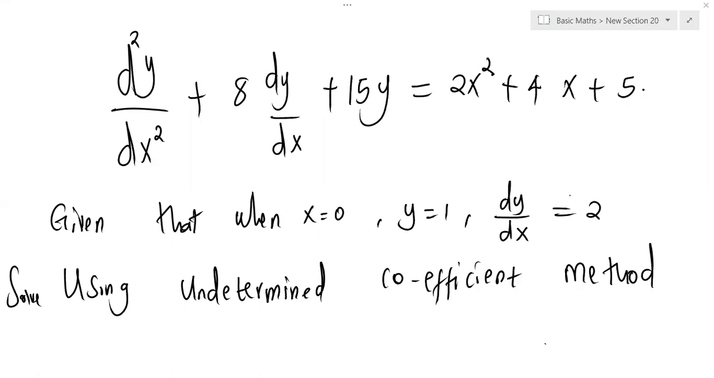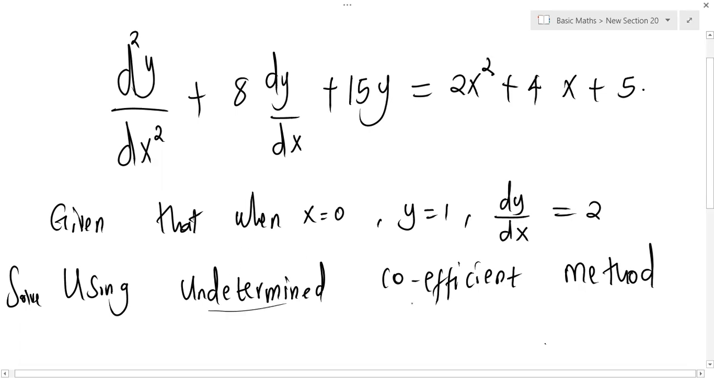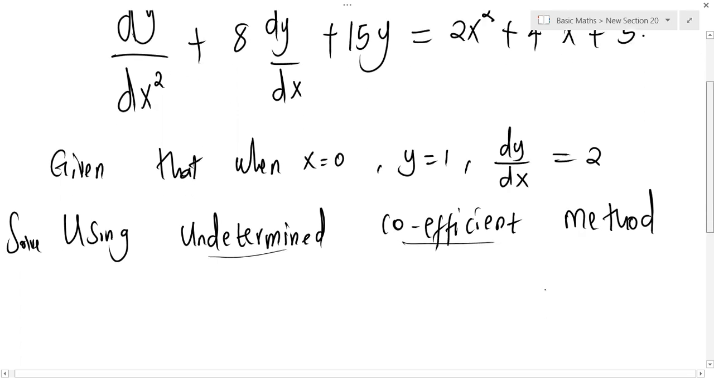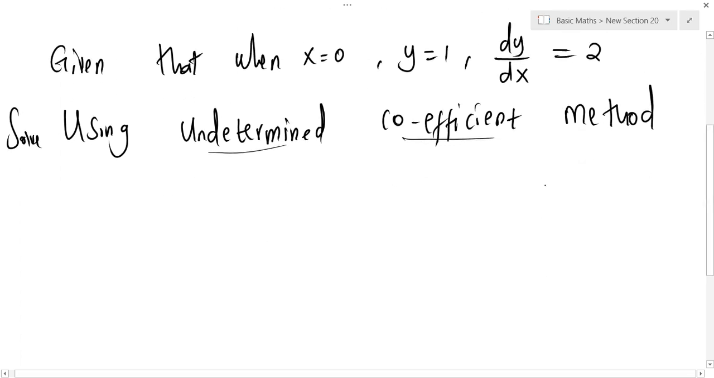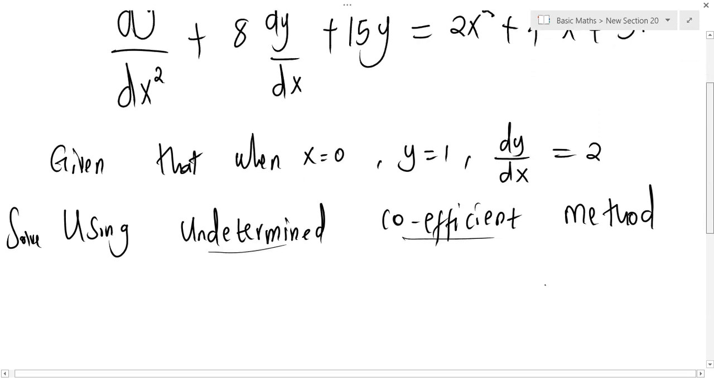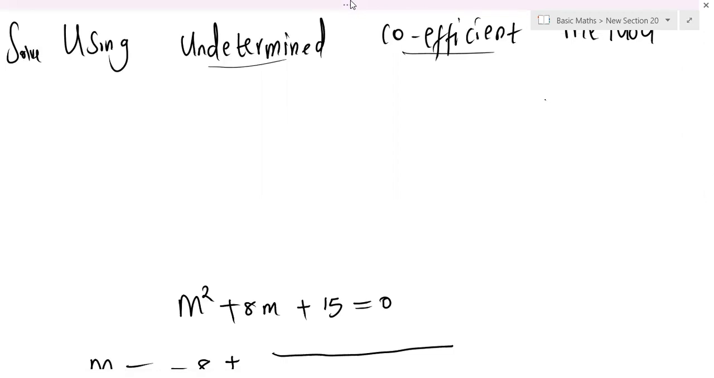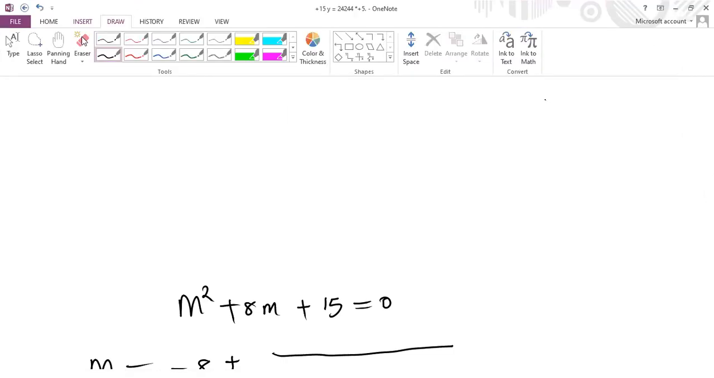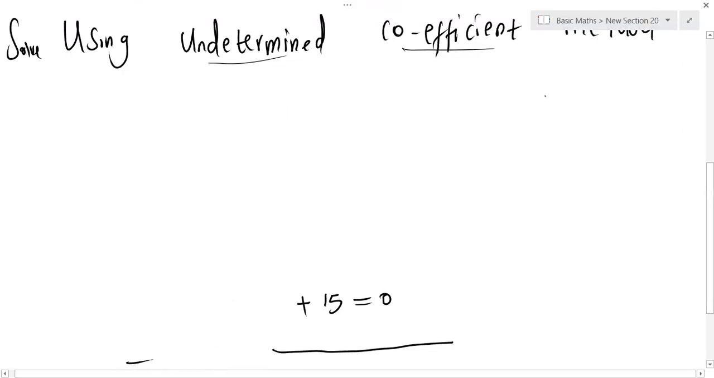Hello guys, so I'd like us to look at how to go about getting the solution of this second order differential equation given this using the undetermined coefficient method. Now, for a second order differential equation, since we've been given the constants, whatever we are getting is the general solution and not the particular solution. So to get the general solution, we take the complementary function plus the particular integral.